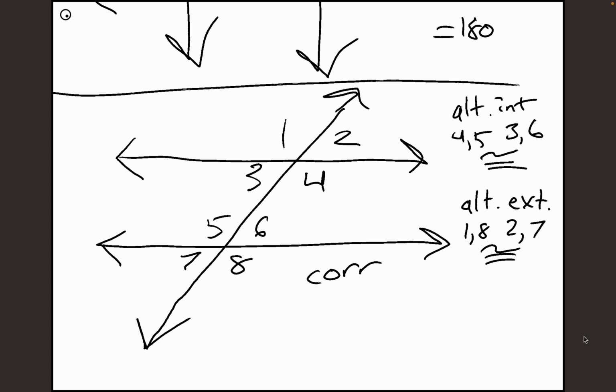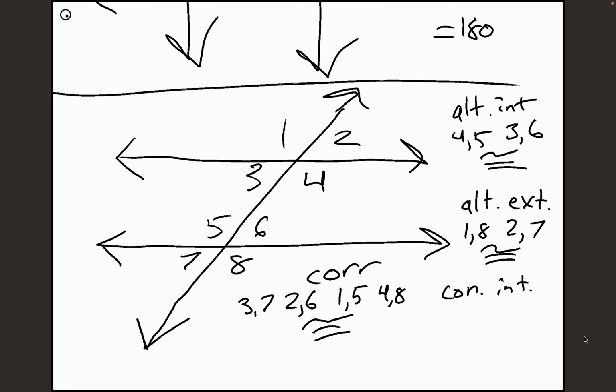What about corresponding? Give me an example of corresponding. 2 and 6. What's another one? 1 and 5. There's more. 4 and 8. 3 and 7. Okay? What do we say about these? They're also congruent. Okay, what about finally we have consecutive interior.